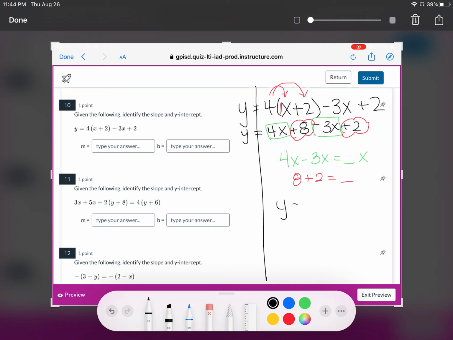You're going to write your final answer as y equals mx plus b. Make sure you put the x term first. That's the x term. Write that one first. That way you can tell what m is and what b is.